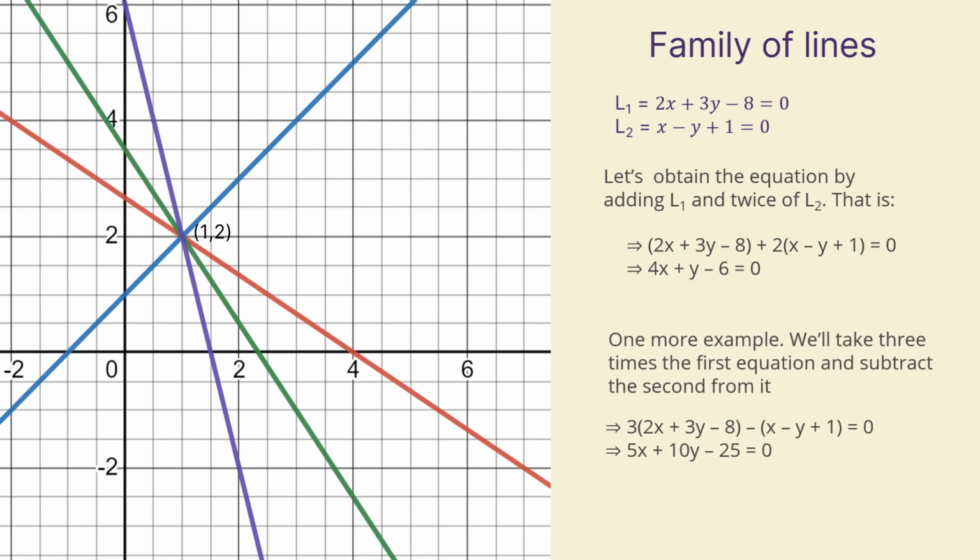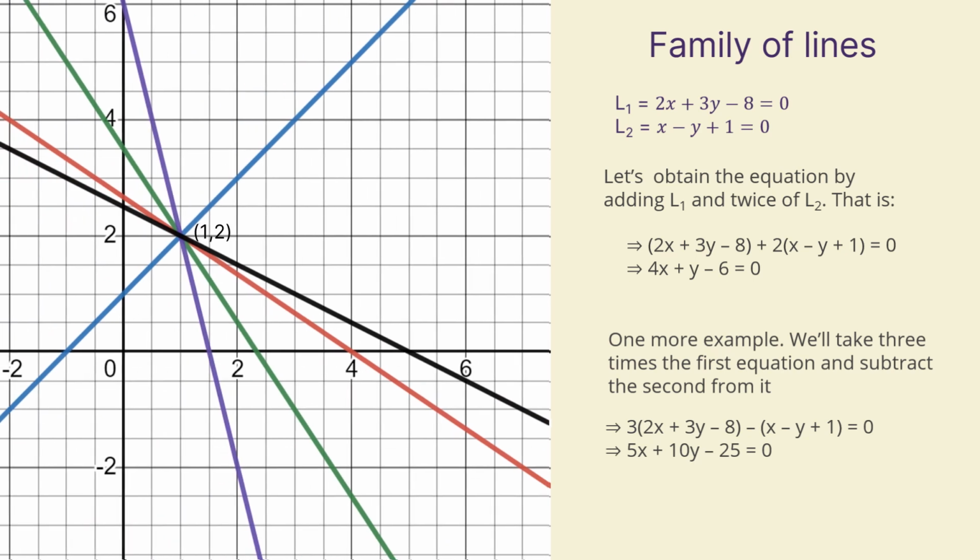Let's take one more example. We will take 3 times the first equation and subtract the second from it. We will get 5x plus 10y minus 25 equals 0. Even though it's a different equation, it also passes through (1, 2). What's happening?